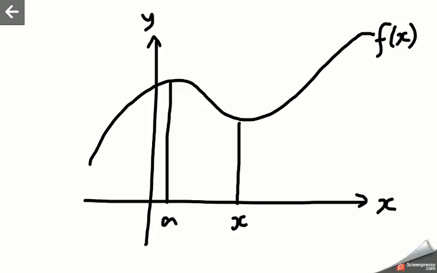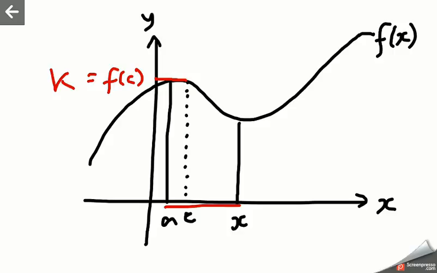And this point here, I'll still use black. This point here is the point x equals c, and f of c is equal to some number called k. K equals f of c. And c is the point such that we get the biggest value out of the function f along the interval from a to x. So that's what c is.